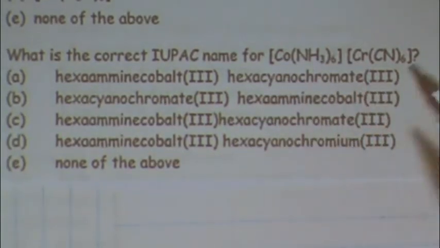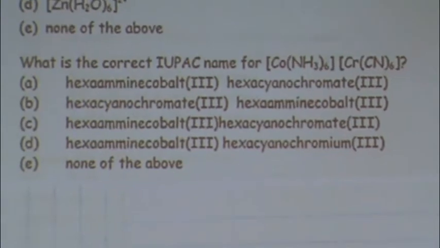And the cobalt and the chromium, the sum of their oxidation numbers has to be +6. All of them actually have +3, so it makes sense, right?